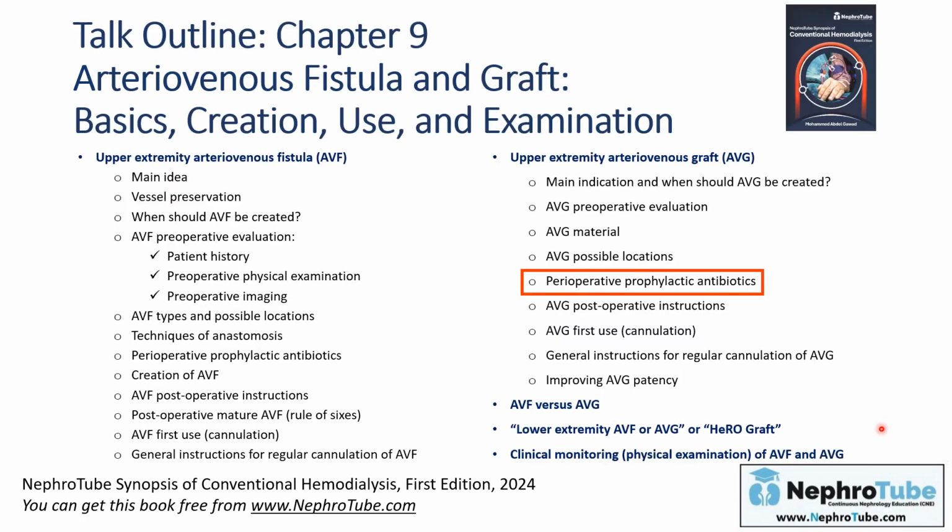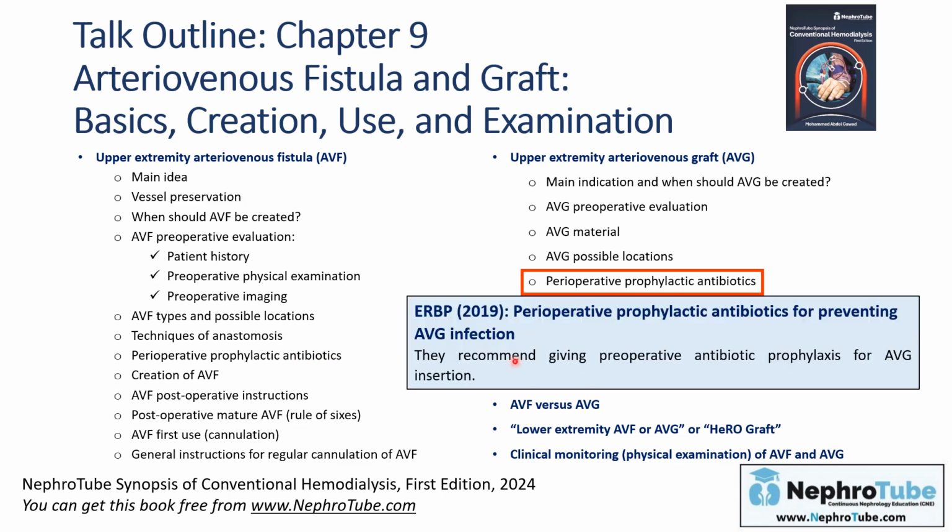The next point is regarding the perioperative prophylactic antibiotics. We discussed before the perioperative prophylactic antibiotics in the fistula, and we mentioned that antibiotics are indicated in complicated fistulas or complex fistulas. Regarding AV graft, it is recommended by European renal practice guidelines that giving perioperative antibiotic prophylaxis for AV grafts insertion, because the risk of infection is higher in AV graft than AV fistula, and we will mention this later in the complications in next lecture, inshallah.